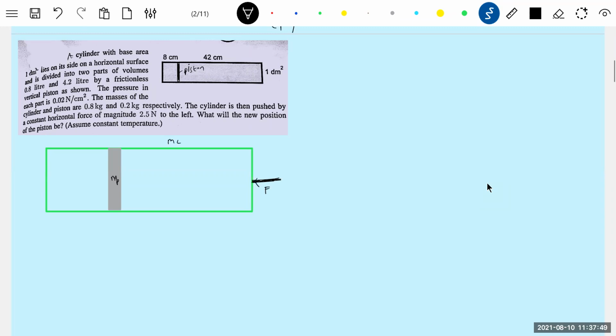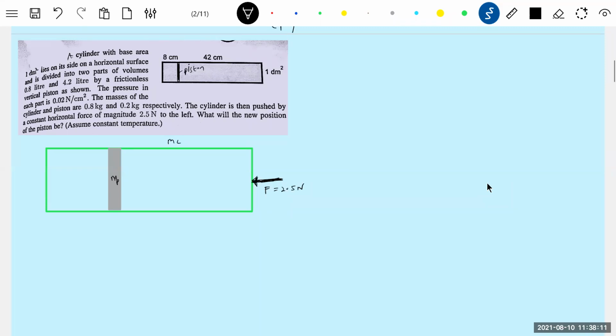So in which direction? Anything, either left or right. Let it be in this direction. So this is that 2.5. To the left, sir. To the left. Okay, I think. Okay, fine. Yeah, it is given. Now what to do here?